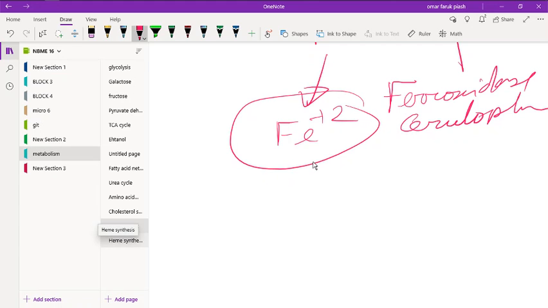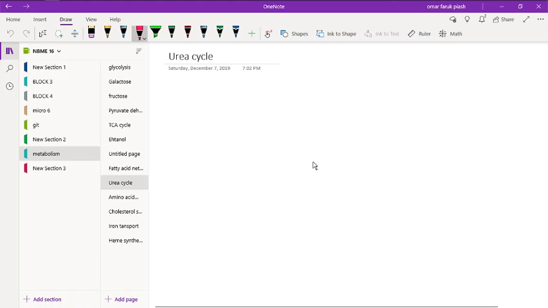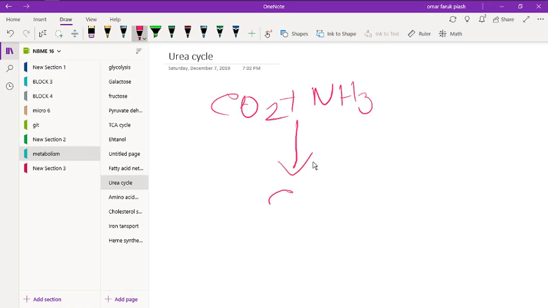Now I would like to talk about the urea cycle, the last thing I would like to discuss. Can you remember the urea cycle? In the urea cycle, carbon dioxide and ammonia are converted into carbamyl phosphate with the help of carbamyl phosphate synthase 1. Then this carbamyl phosphate from the mitochondria enters into the cytoplasm and forms citrulline.